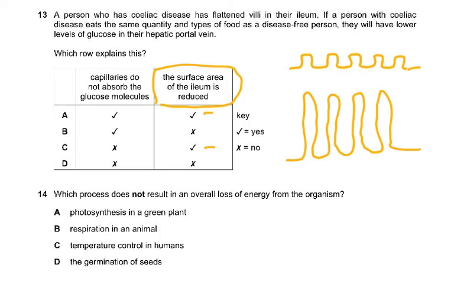You see, capillaries do not absorb the glucose molecules. The capillaries are here as well. Nothing has gone wrong with the capillaries, but with the surface area. So the capillaries are present in the normal villi, and the capillaries will also be present in the flattened villi. So that is why the answer is C. This was not being affected. They only told you that the disease causes flattened villi. That's the only thing they told you in the question. So why are you assuming that something would go wrong with the capillaries? It's a sort of trick question, checking if your understanding of English is good.